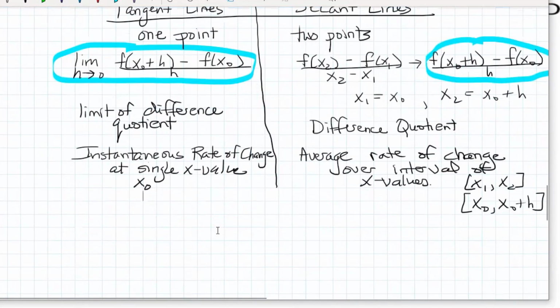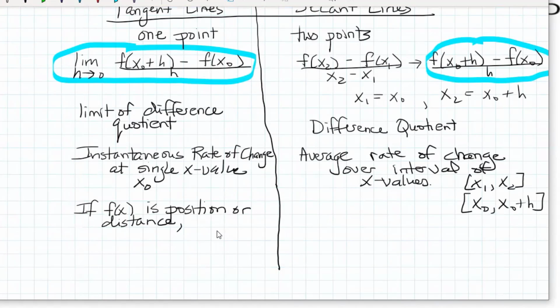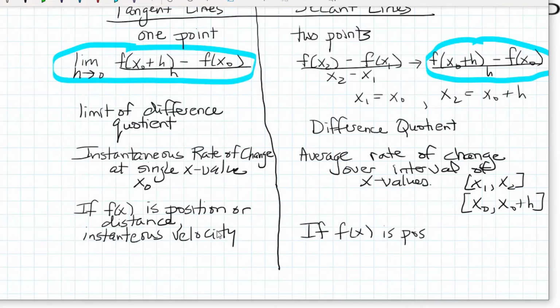Now, sometimes if the function happens to be representing a position or a distance, then the slope of the tangent line is the instantaneous velocity, instantaneous speed, but I'm going to call it velocity. Whereas in the case of a secant line, if f(x) is a position or distance function, then we're talking about the average velocity.